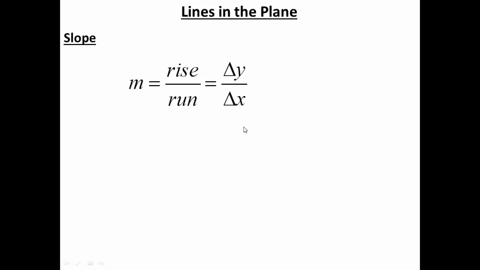So you may often hear me refer to this as delta y over delta x. Delta, that little triangle right there, is just a Greek letter. It means change. Often we use that letter in math and science to represent change. So the change in y divided by the change in x. Now more specifically, we find the change in y, we find the change in x simply by subtracting.